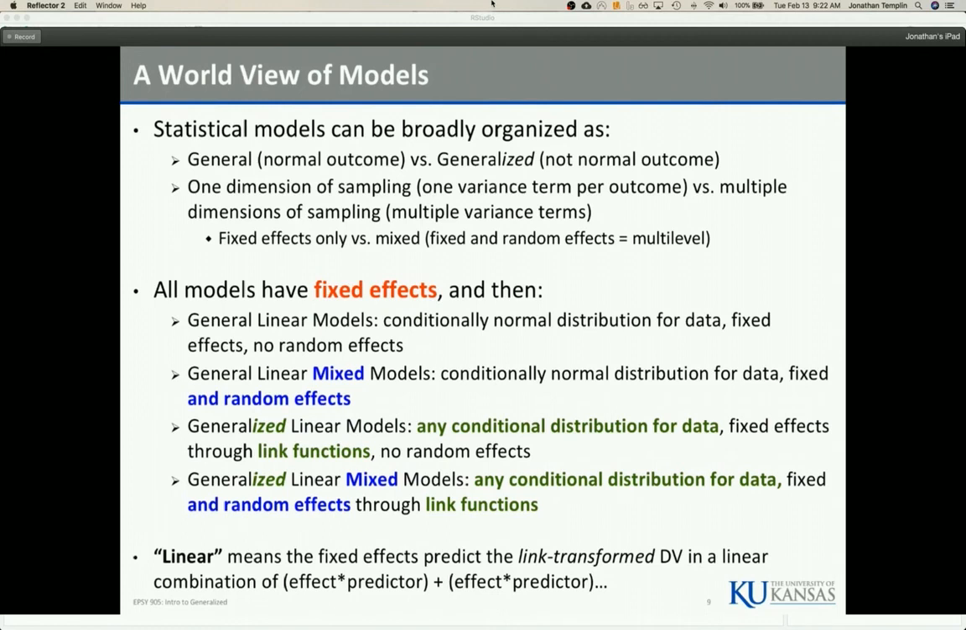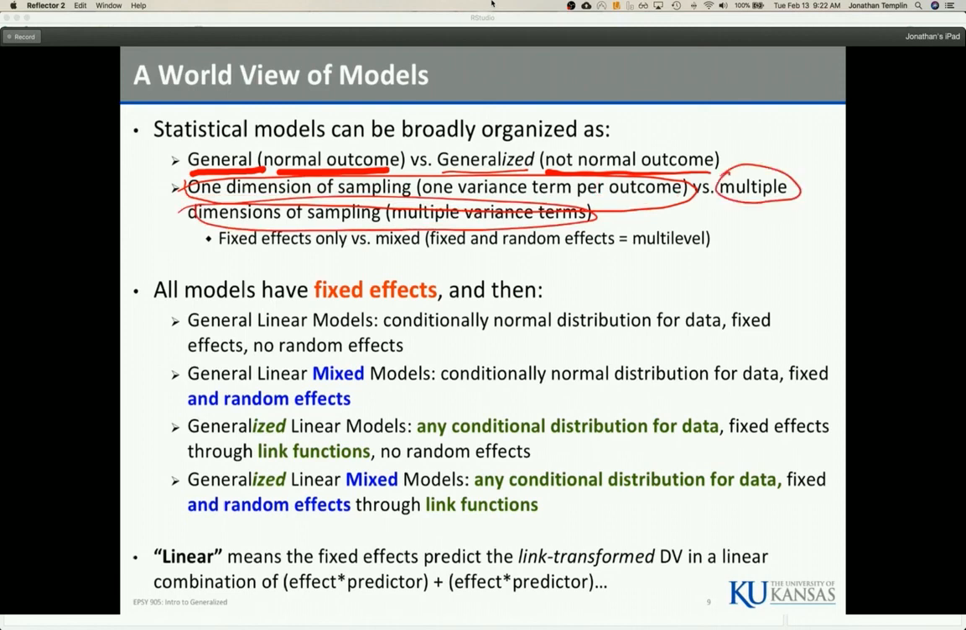A lot of our statistical models can be broadly organized as general, which really became general linear model or linear models, where we have a normal outcome, versus generalized. Generalized includes the normal outcome, but it also includes almost any other distribution, a non-normal outcome. The other way we can characterize this is the dimensions of sampling. Perhaps we have one variance per outcome versus multiple dimensions of sampling.